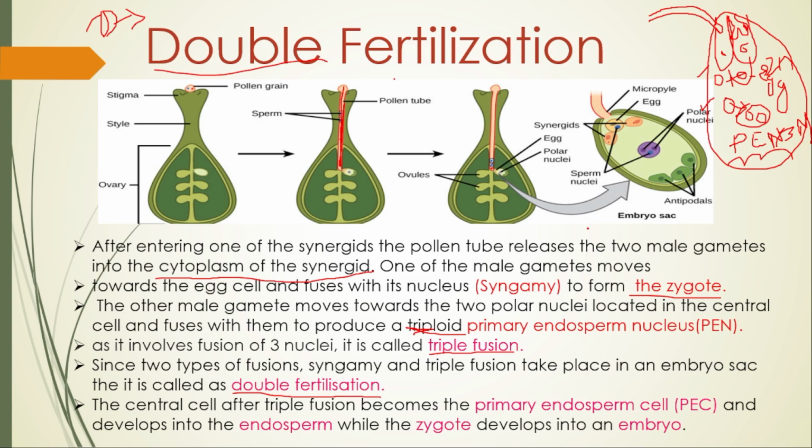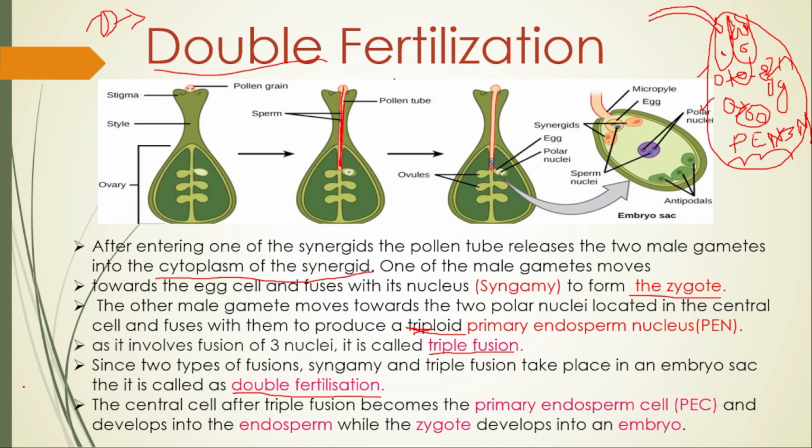Because inside the embryo sac two types of fusion are going to take place, syngamy and then triple fusion. That's why it is called what? Double fertilization. Next, what happened? This central cell, after triple fusion, becomes the primary endosperm cell.